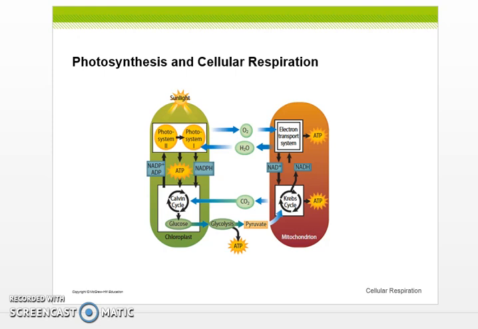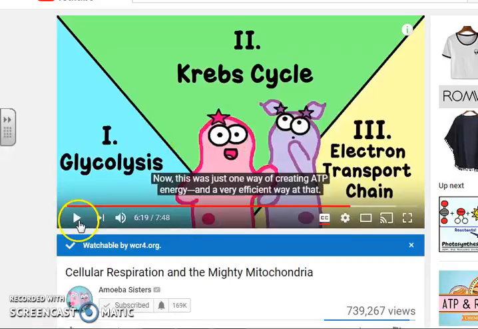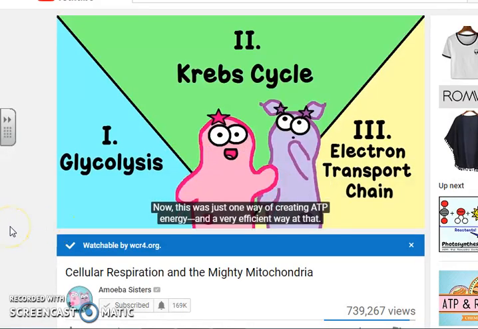There is a virtual lab available to you through your online textbook on Chapter 8, Section 3, and it's Energy in the Cell. If you want to do that virtual lab, I think you would enjoy it, and you can do it on your own at home, or come in and use one of the school's computers. One way of creating ATP energy, a very efficient way at that.